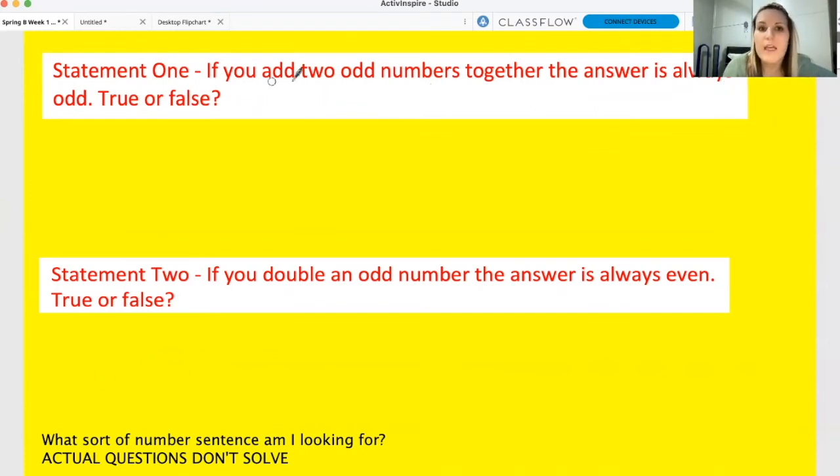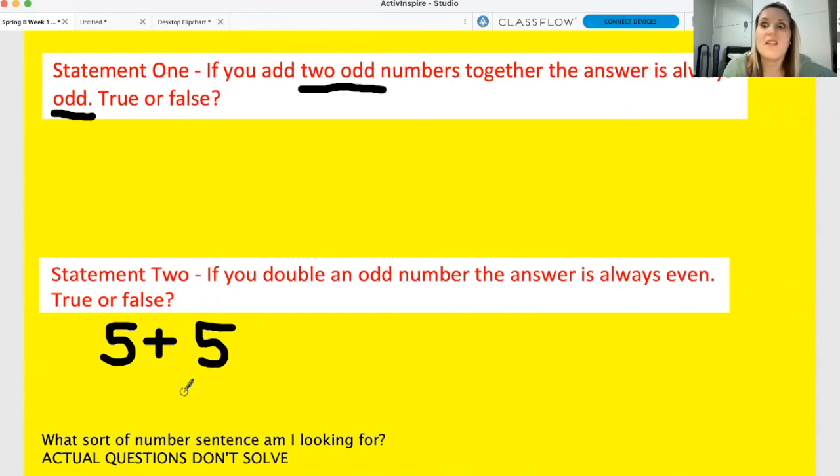So statement 1, if you add 2 odd numbers together, the answer is always odd. So you've just got to pick 2 odd numbers, any ones you want, add them together and see if the answer is odd. Statement 2, if you double an odd number, the answer is always even. That one's interesting. So you've got to pick any odd number again and then add it to itself. So you could do 5 add 5, you could do 15 add 15, you could do 27 add 27. Any odd number, adding it to itself, that's doubling.